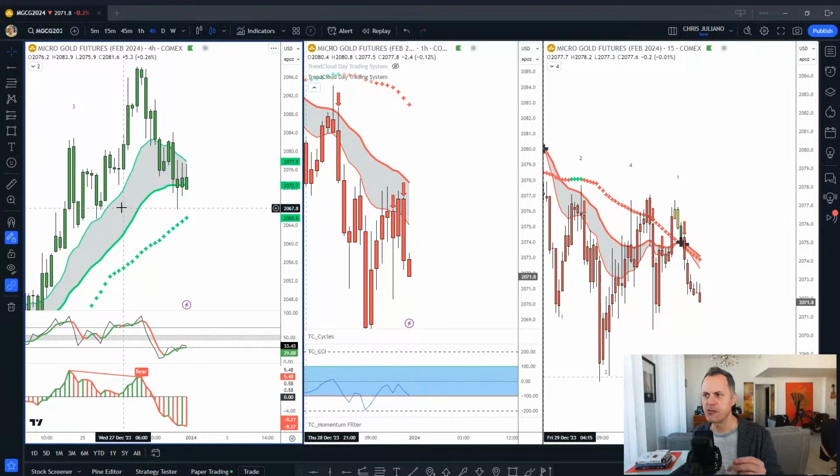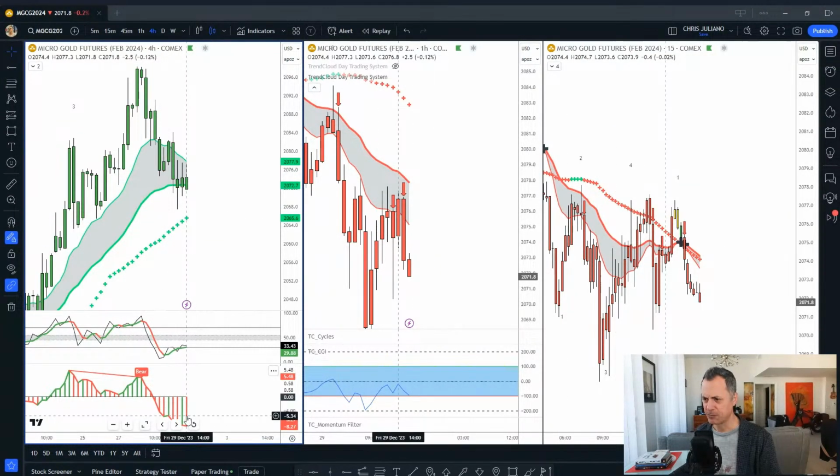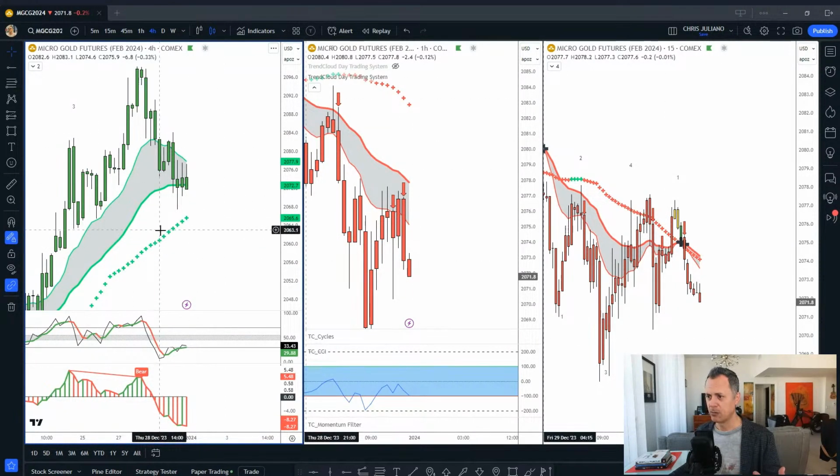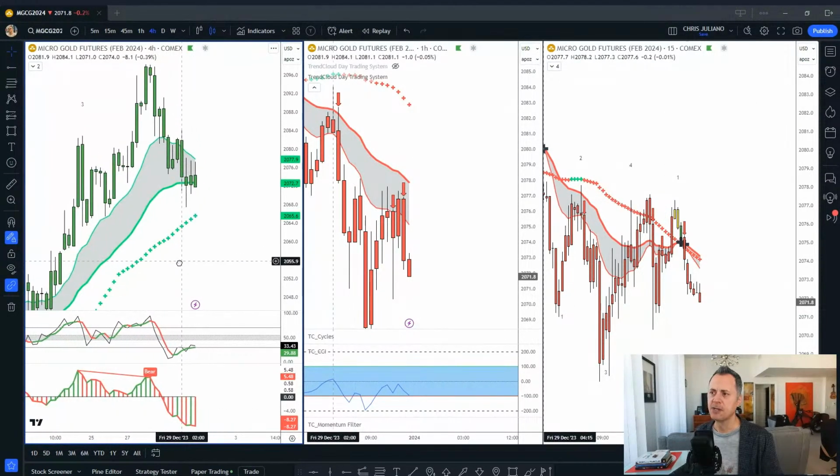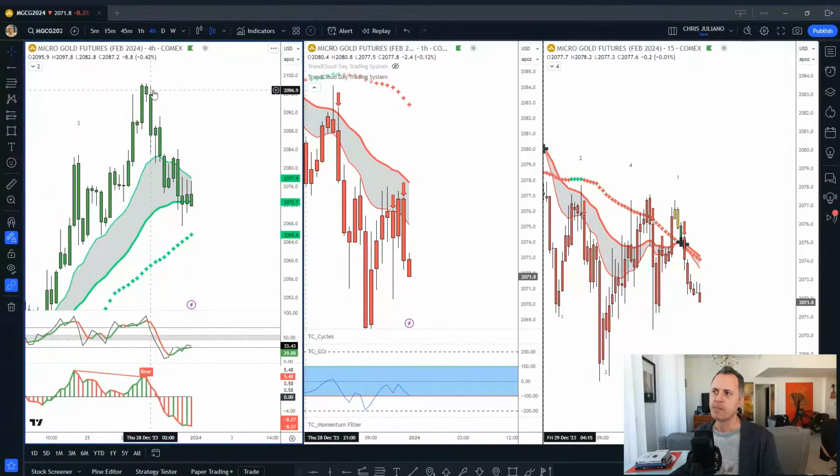We want to use that as our starting point. So gold is in an uptrend, but momentum is down. So those are mixed signals. So right away we know we've got some mixed signals here. What else does that tell us? It tells us that we're in a corrective move.